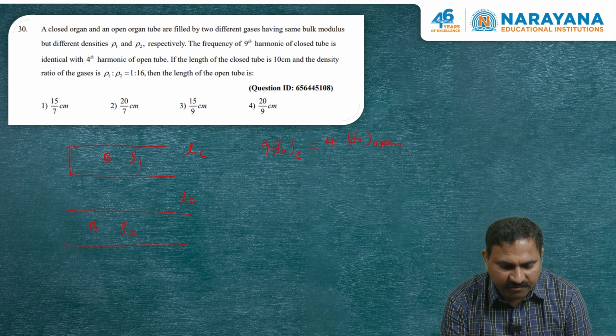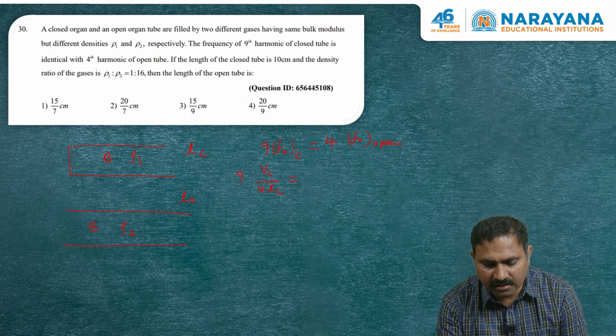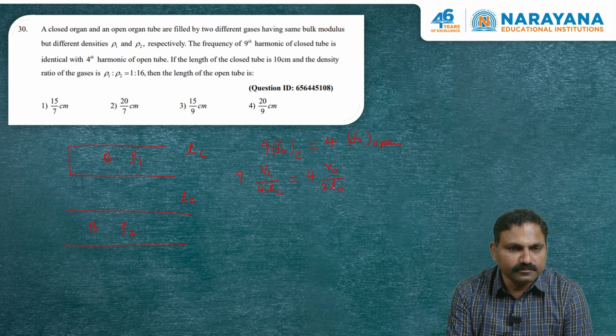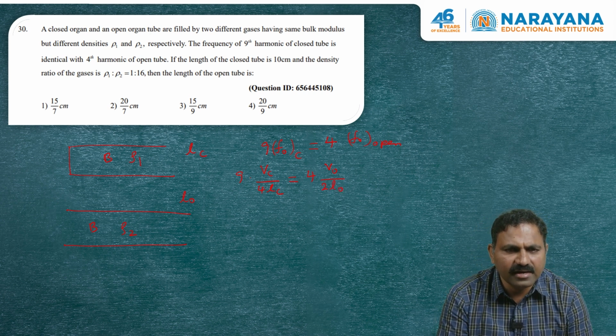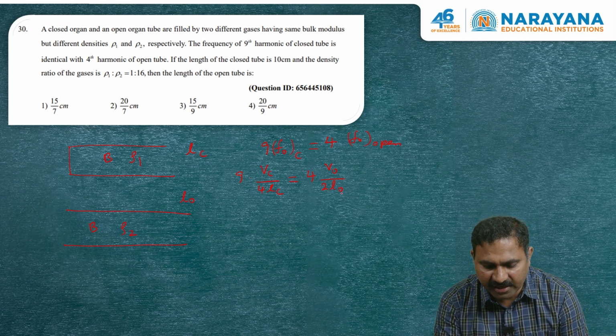Now fundamental frequency of closed pipe can be written as speed in closed pipe by 4 times of length of closed pipe. Similarly, fundamental frequency of open pipe is speed in open pipe by 2 times of length of open pipe. Now he is asking for length of open tube by giving length of closed tube. LC is given, we need to find L naught.